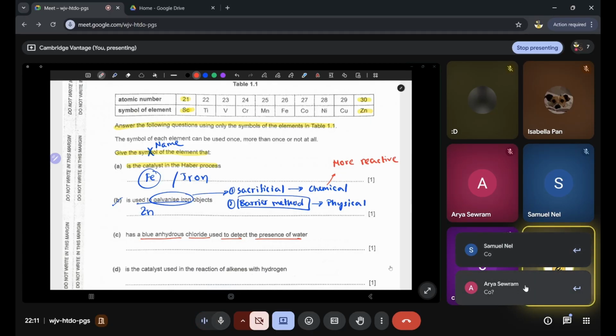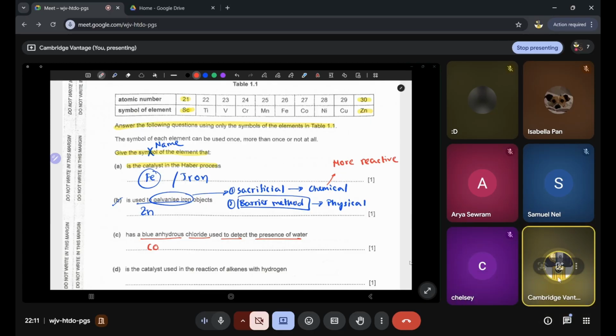Yes, the two of you are correct, Samuel and Arya. It should be cobalt. But can any of you tell me what it will turn into after the reaction with water? All right. Isabella is answering light blue. Samuel is answering pink. What about the chemical formula? Instead of the color, what would be the chemical formula of the compound that is produced after this reaction? Okay, yes, Samuel, we did use cobalt chloride, but what's the specific formula?